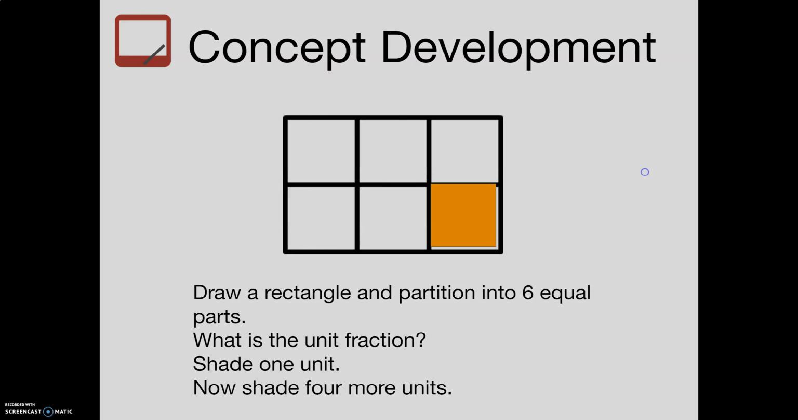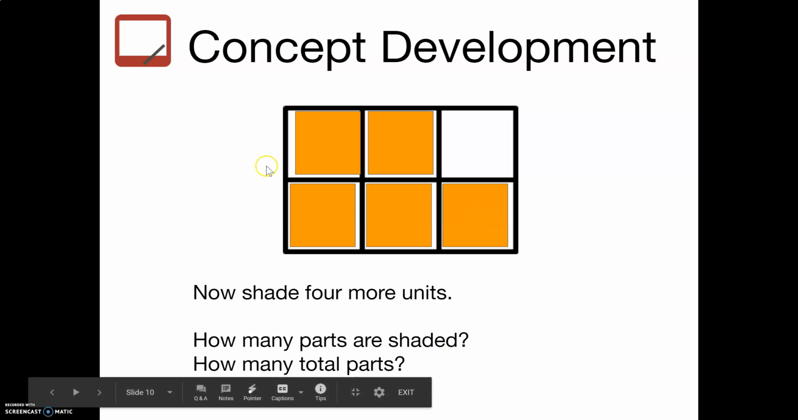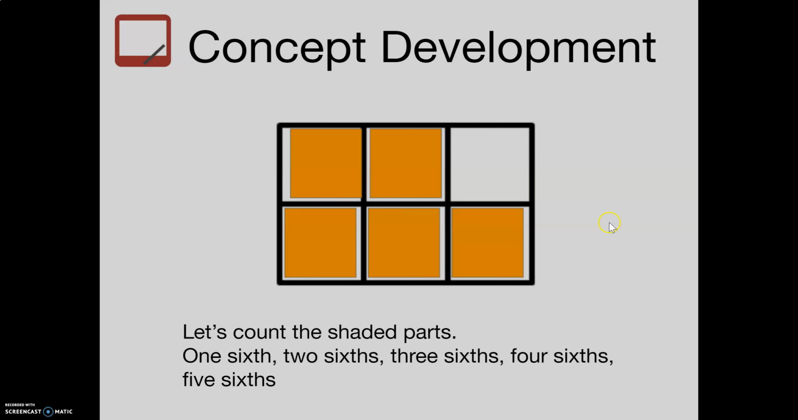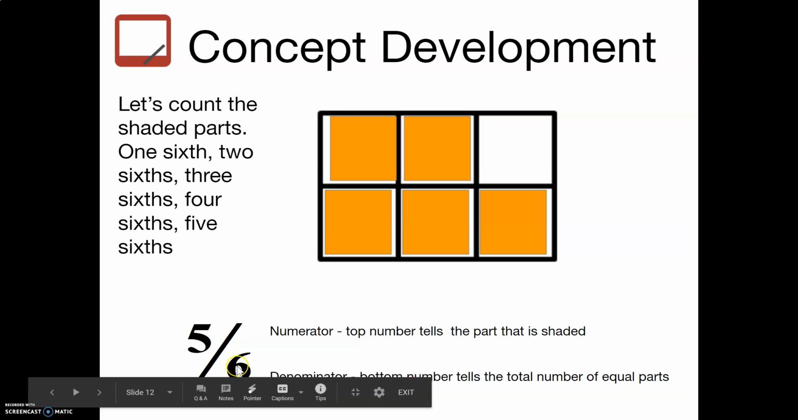Can you shade in 4 more units for me? Now, how many parts are shaded? 1, 2, 3, 4, 5. How many total parts do we have? 1, 2, 3, 4, 5, 6. So we have 5 out of 6 that are shaded in. Can you help me count the shaded parts? 1/6, 2/6, 3/6, 4/6, 5/6. So if we wanted to write that fraction, it would be 5/6.